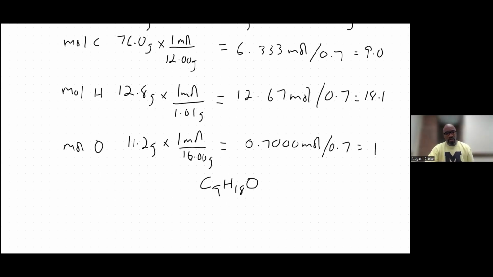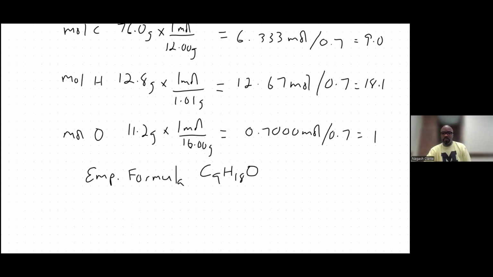This is my empirical formula. Remember, the empirical formula just tells you the ratio of all the atoms to each other. It doesn't tell you any more information than that, so this is not the actual formula for the compound. It just tells me that there are twice as many hydrogens as carbons in the compound, and relative to the carbon and the hydrogen, there's only one oxygen. So it's a 9 to 18 to 1 ratio of these atoms.